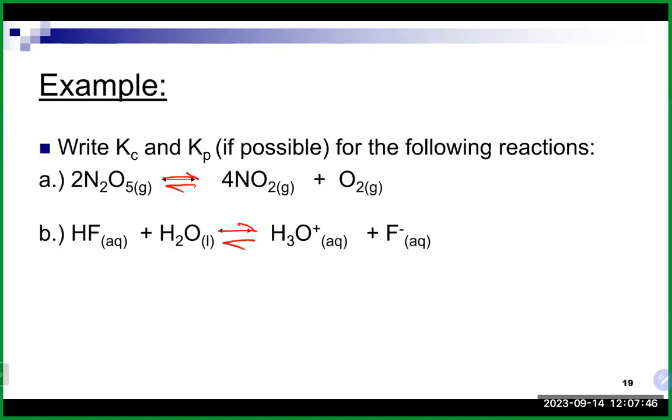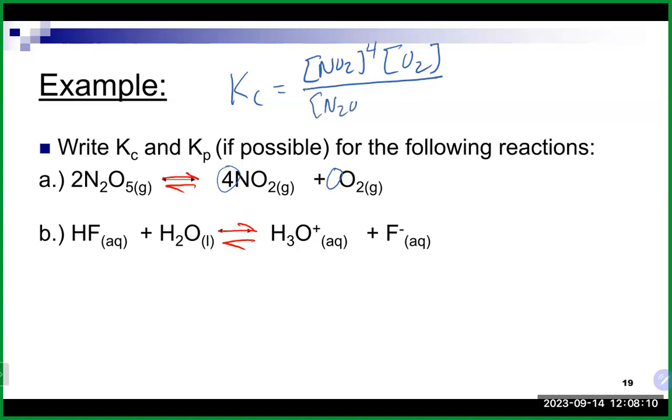Yeah, let's take a look. We'll start with the first one here. We'll do our Kc. So that's again going to be the concentration of our NO2. Once again, we see a 4 there, so we need to take it to the 4th power. We're going to multiply it by our other product, which is O2, and again, our coefficient is 1, so we don't need anything up there. We'll divide it by our reactants, which will be our N2O5, and we're going to square it because of the coefficient. And that's it.